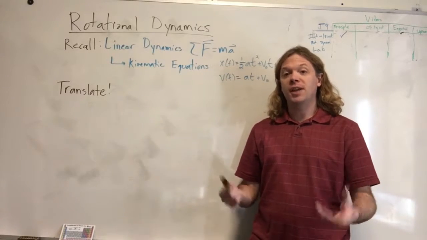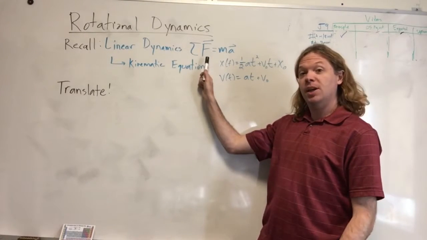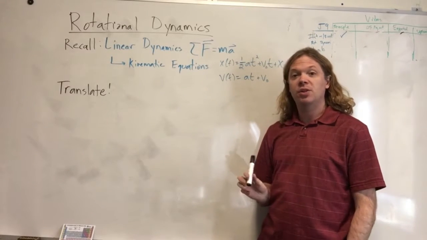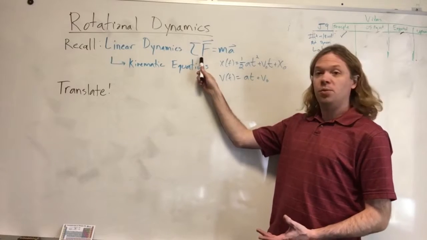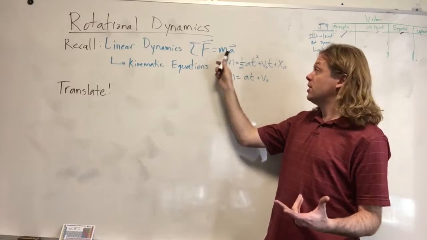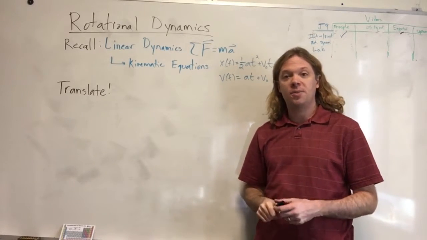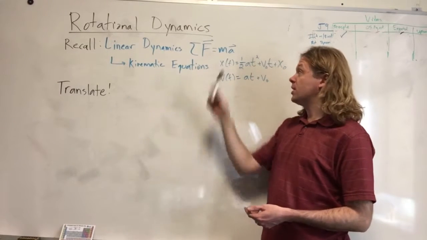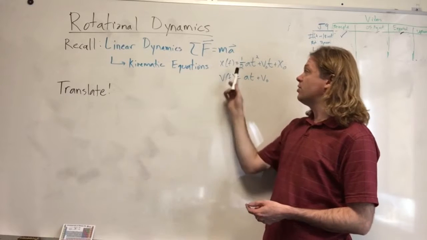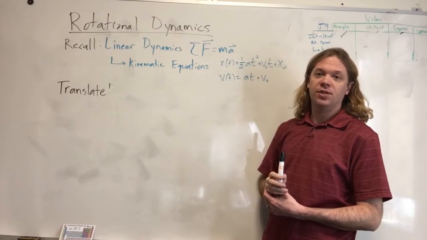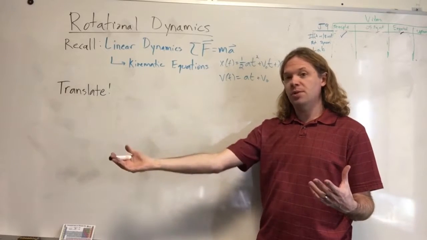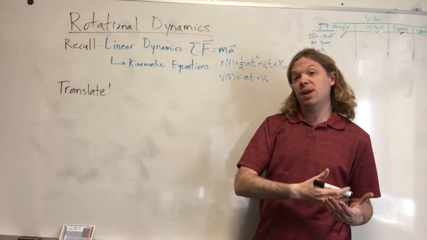So recall linear dynamics. This is basically an application of Newton's second law where you add up all the forces and you get mass times acceleration in a vector sense. So all the forces in the x and y directions, the acceleration in the x and y direction. If you know all the forces, you can then find the acceleration. If you know the acceleration, you can use the kinematic equations to find the position and velocity of the object at any time. That's basically the dynamical problem. Given forces, how do you figure out what the motion of an object is?